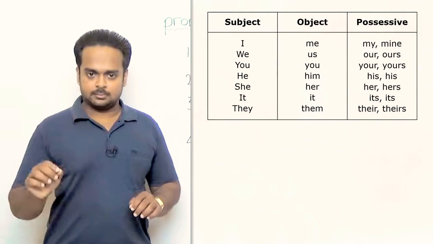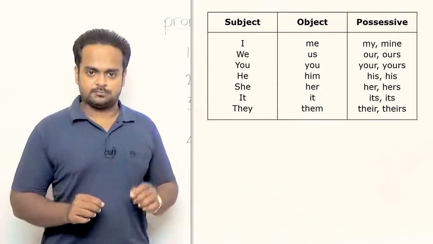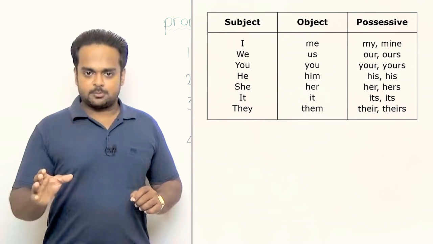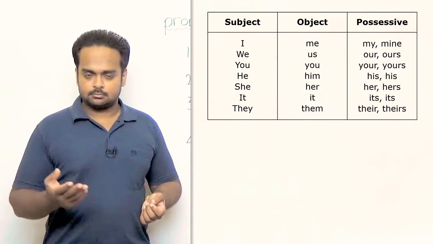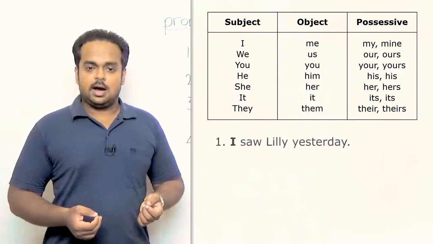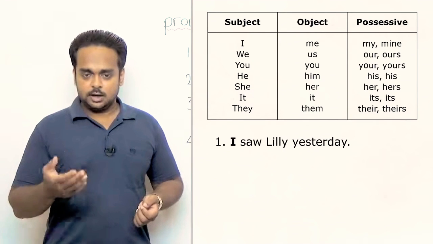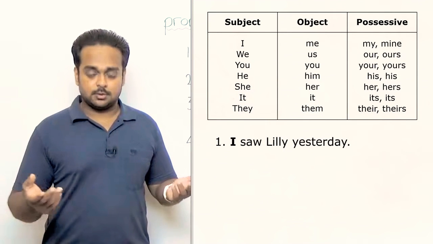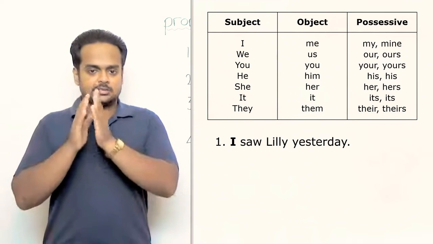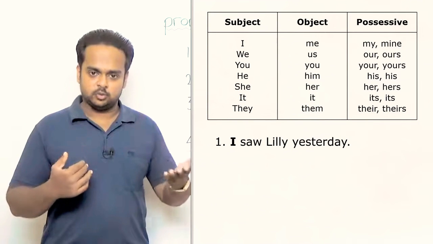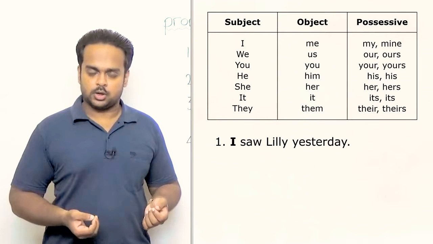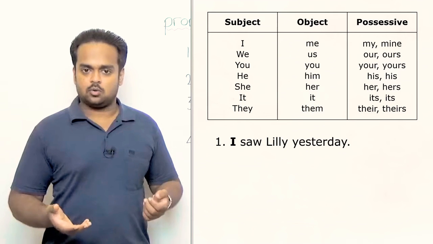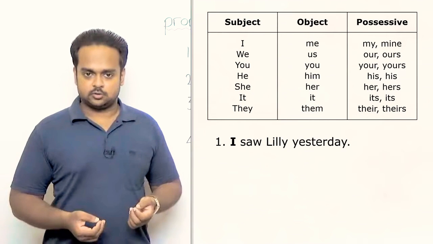Now, personal pronouns come in three types: subject, object, and possessive pronouns. A subject pronoun is used in the place of a subject in a sentence. For example, in this sentence, I saw Lily yesterday. Here, which is the pronoun? The pronoun is I, and it's a subject pronoun because I do the action. And you can replace that with any other subject pronoun. You can say, we saw Lily yesterday, or he saw Lily yesterday, etc.